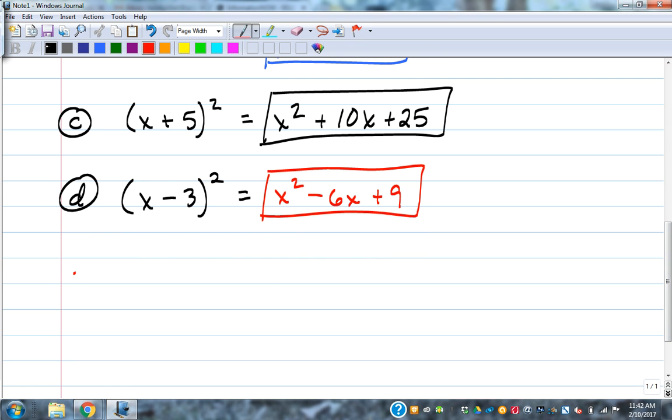Let's get another one here. I think y'all are starting to catch that shortcut. Let's do x minus 4. Same, a lot like example B, but a minus sign. What's the first piece? X squared. Then what? Minus 8x plus 16.